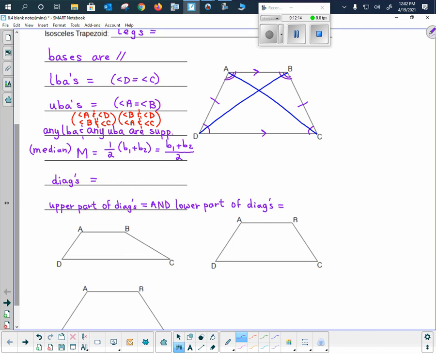Okay, the upper part of the diagonals, by that I mean from A to where the two diagonals cross, and B to where the two diagonals cross. That's what I'm calling upper parts. And the lower parts, from D to where they cross, and from C to where they cross, are equal. So the upper part of the diagonals are equal, the lower parts of the diagonals are equal. Okay, and that's everything you need to know about trapezoids and isosceles trapezoids.